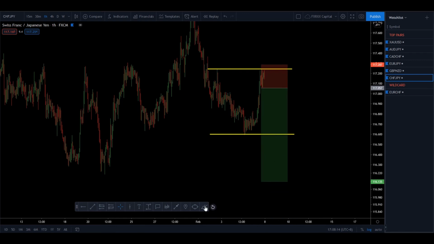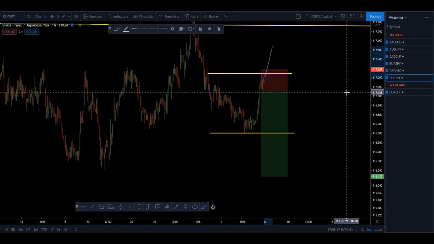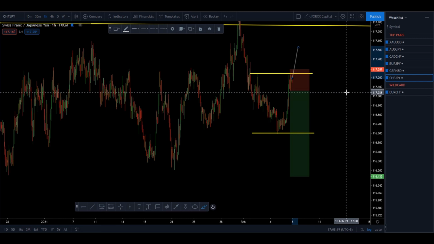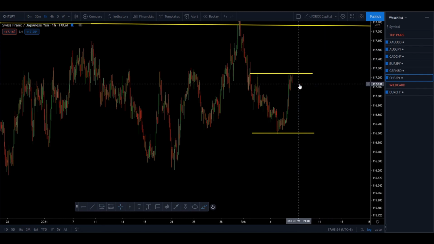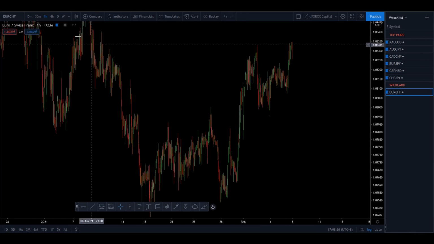Let's say if the price approaches this area and moves to the outside, I'll just wait for any probability or possibility to evolve, follow my instruction and execute within my plan. That's all for top pair. We go to the final pair.